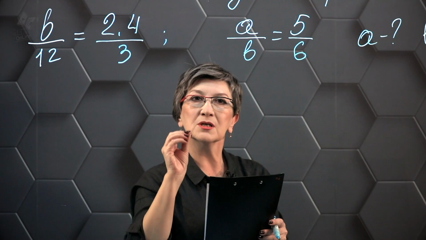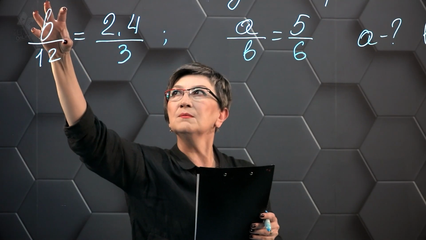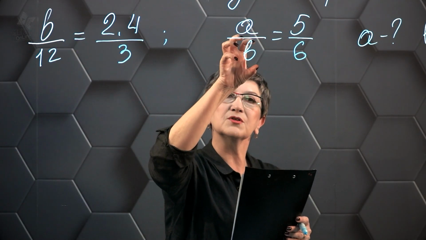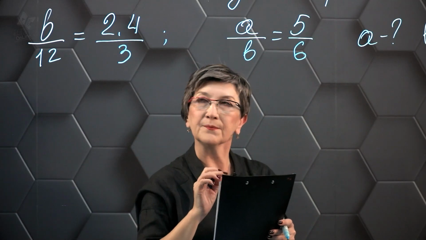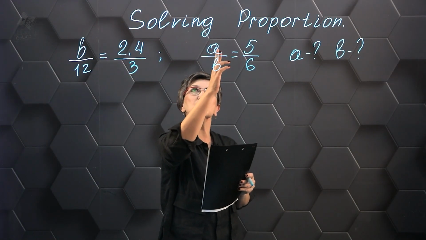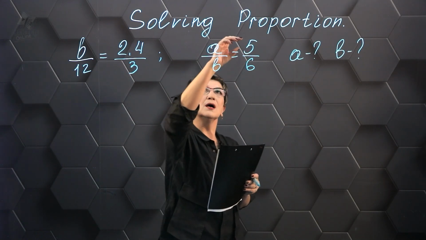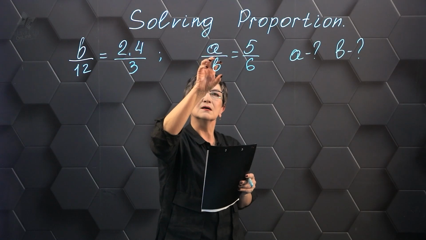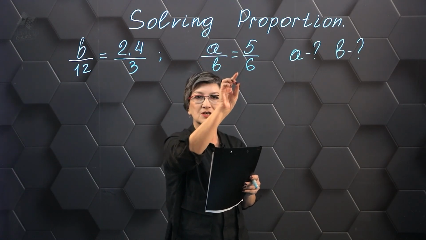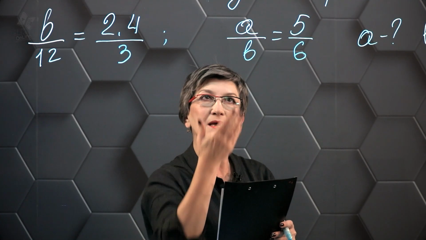We need to find the value of B, and when we find the value of B from the first proportion, we will substitute that value into the second proportion and find the value of A. You may have a question: why can't we say that A equals 5 and B equals 6? The reason is that A is related to B. As 5 parts relate to 6 parts, it is not 5, it is 5 parts. And B is 6 of the same parts.